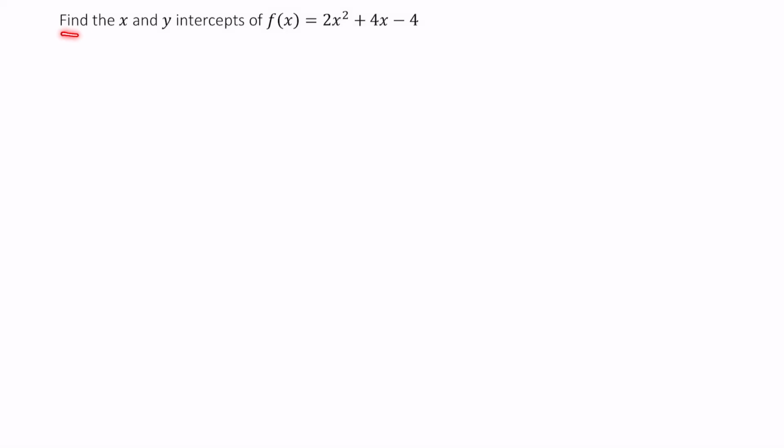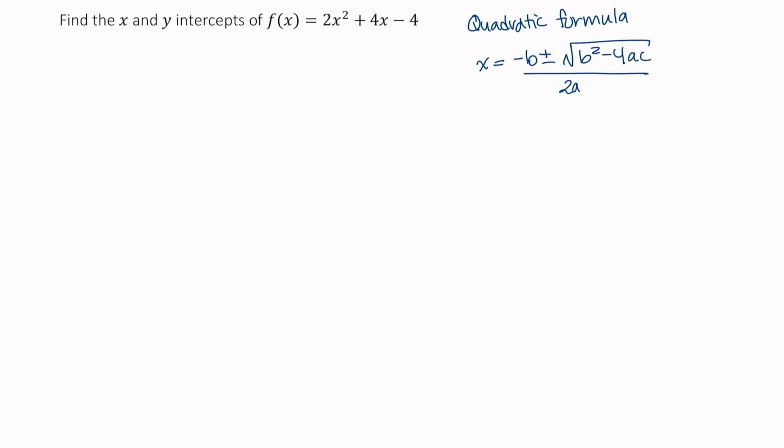Welcome. Let's go ahead and find the x and y intercepts of this function here, this quadratic, 2x squared plus 4x minus 4. And let's go ahead and use the quadratic formula. So this quadratic formula tells us that x is equal to negative b plus or minus the square root of b squared minus 4ac. And we divide this all by 2a.